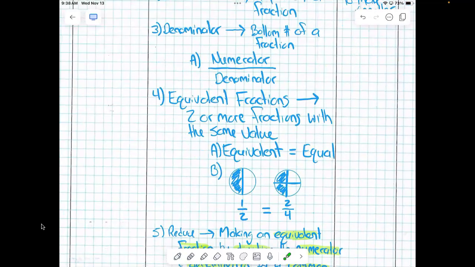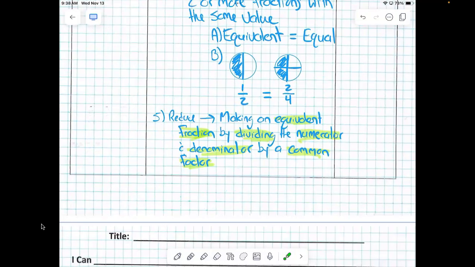Equivalent fractions would be two or more fractions with the exact same value. What does equivalent mean? Equal. Is this fraction the same as that fraction? Yes. The numbers look different, but they represent the same amount, right? Is 1/2 of a pizza the same as 2/4 of a pizza? Yes. You sure? Yes.